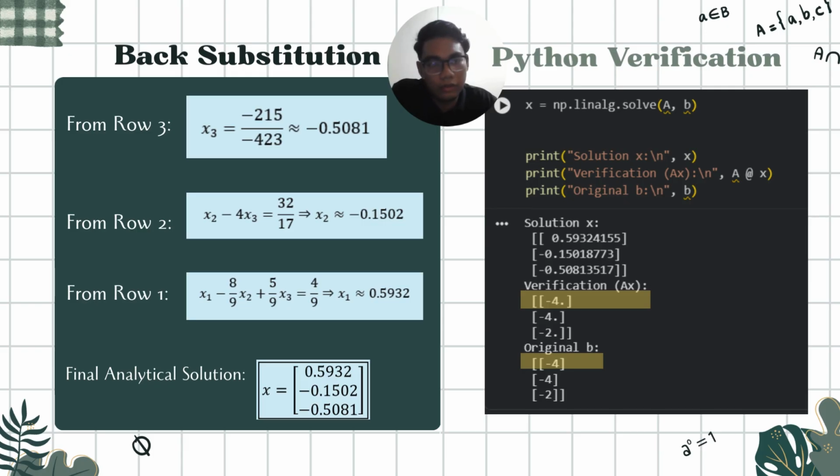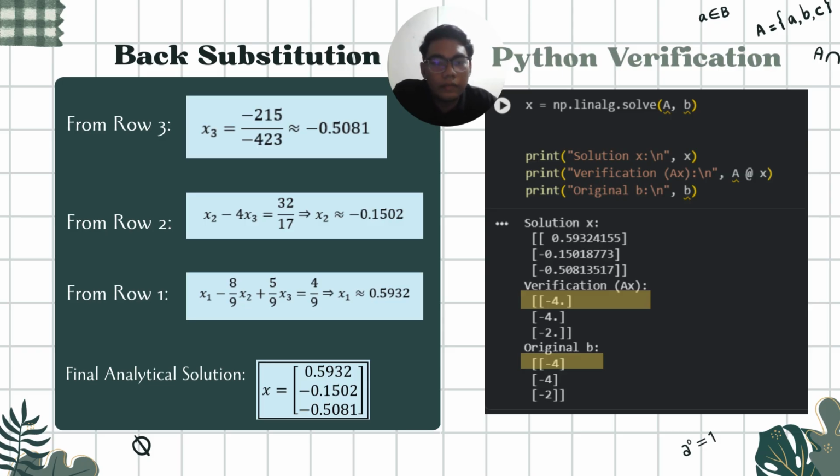Okay, when we have the upper triangular matrix, we use back substitution. We start from the bottom row to find S3 first, which gives us approximately negative 0.5081. Then we substitute this value back up into row 2 to find x2, and finally into row 1 to find x1. So the final analytical solution vector for our system is shown here. X1 is approximately 0.59, S2 is negative 0.15, and S3 is negative 0.50.